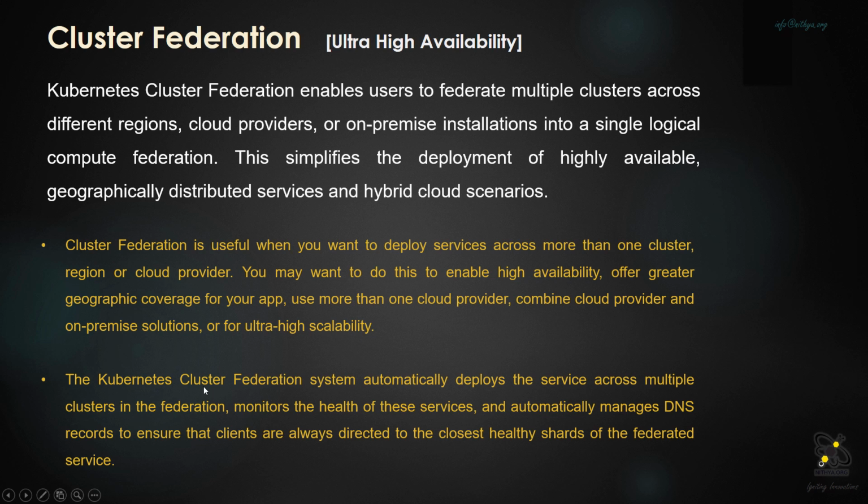The Kubernetes cluster federation system automatically deploys the service across multiple clusters in the federation, monitors the health of these services, and automatically manages the DNS records to ensure that clients are always directed to the closest, healthiest shards of the federated services. You understand? So if you want to direct a request, say I'm from Asia, so I want to access the nearby cloud. It's like a CDN kind of concept.